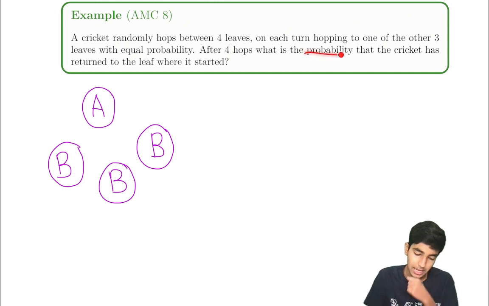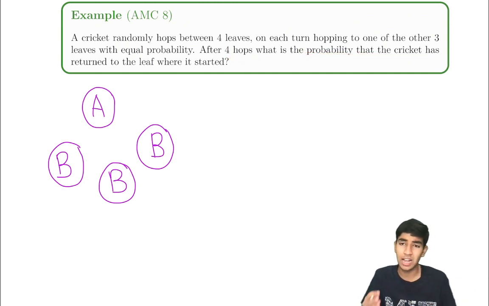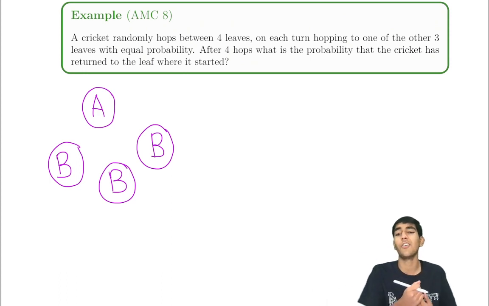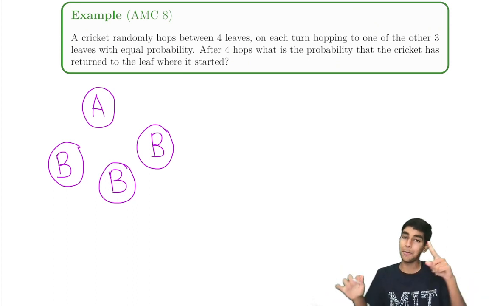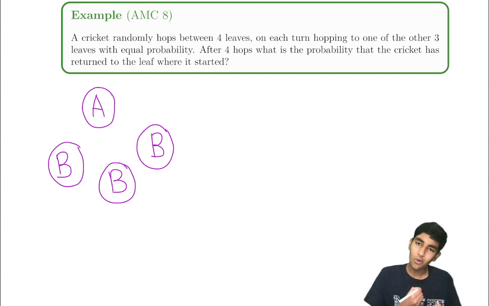What is the probability after 4 hops? So one way to do this is to use casework, and that does work, but it's a little bit tedious. So let's try recursion, this time with probabilities. Okay, first of all, let's try and construct a recursion.